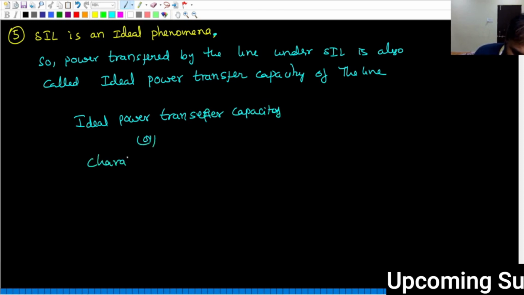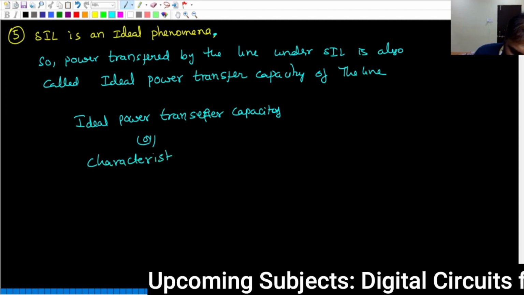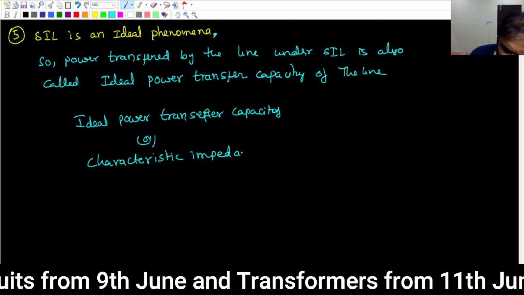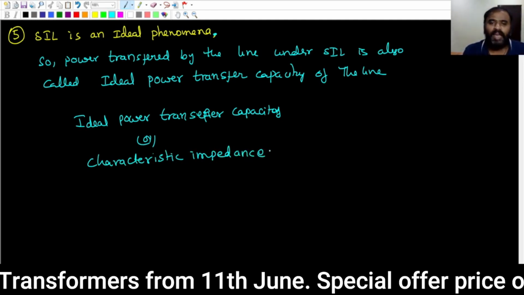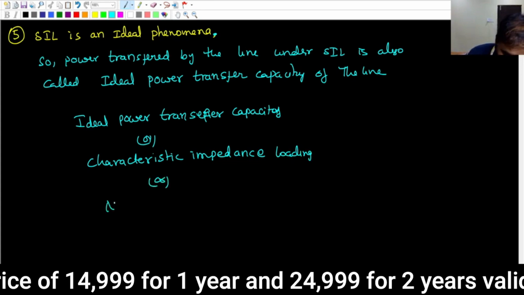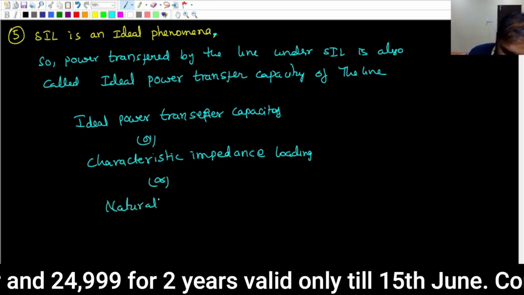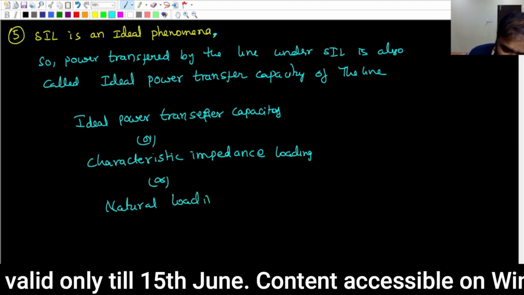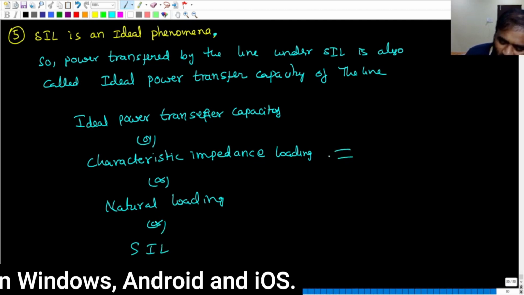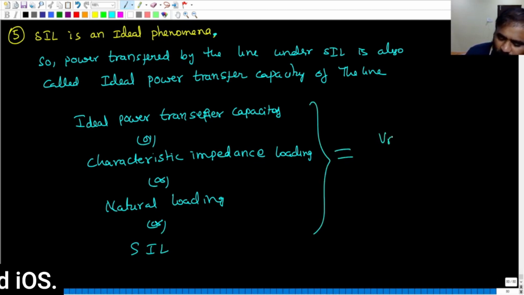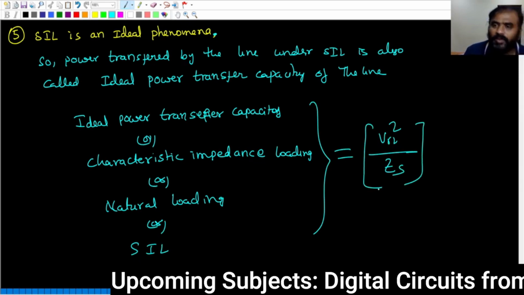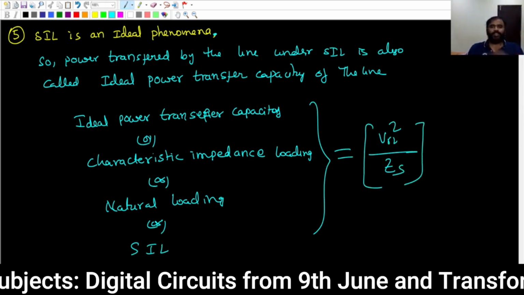It is also called characteristic impedance loading. Surge impedance and characteristic impedance are both the same for a lossless line, correct or not? Or natural loading of the line. Sometimes it is also called natural loading, or simply surge impedance loading. All are the same. What is the formula? Simply VRL square by ZS. Clear, sir?